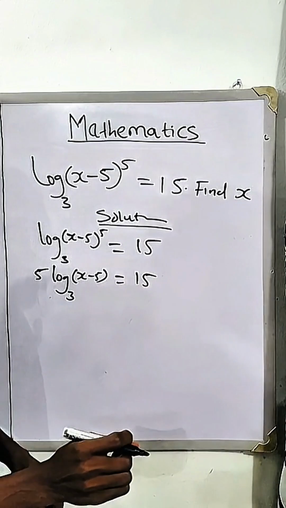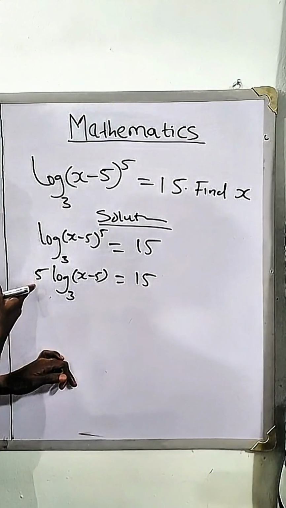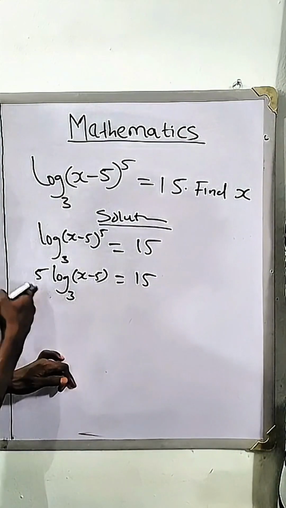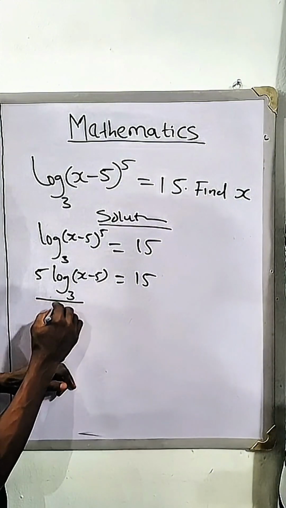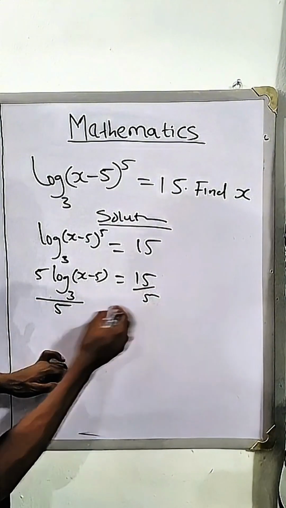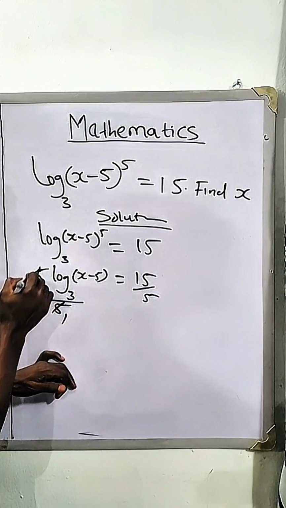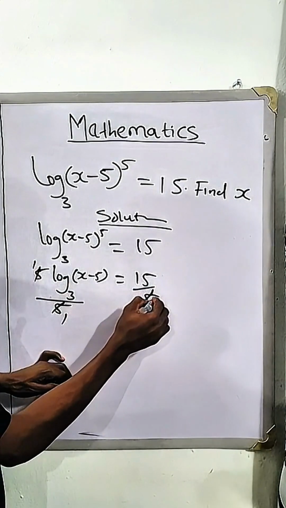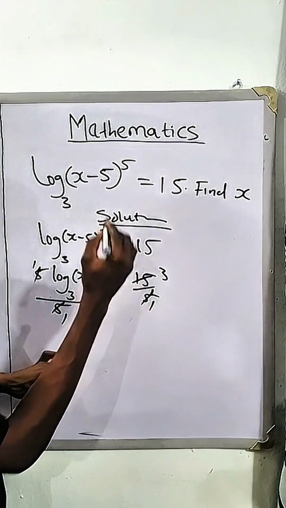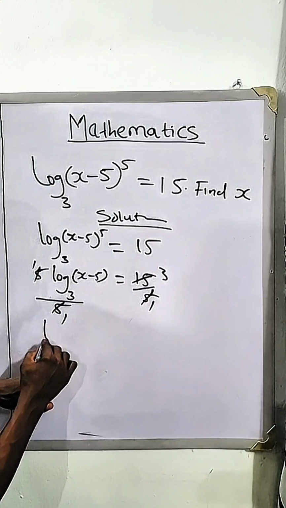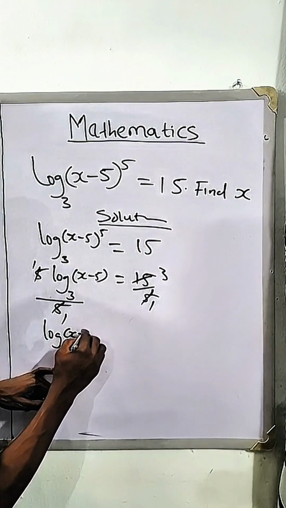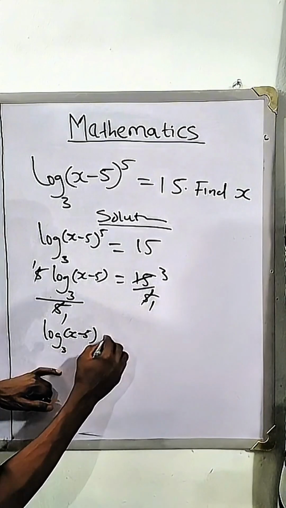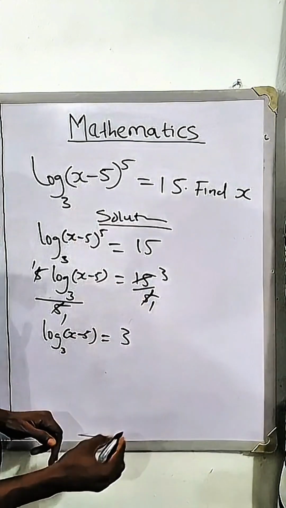So what next can we do? We will divide both sides of the equation by the coefficient of this log, which is 5. Divide both sides by 5. 5 here, 1. 5 here, 1. 5 in 15 is 3. So what do we have now? We have log (x minus 5) in base 3 is equal to 3.